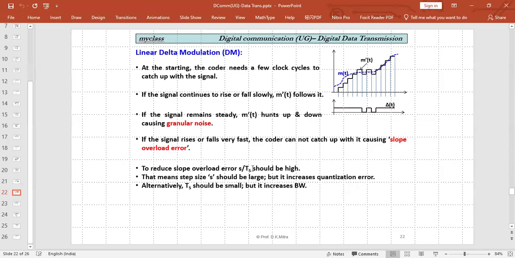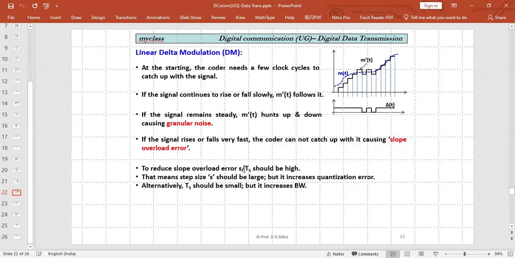If you want to make S by TS higher, then you have two options. Either you make S higher, that means you make the step higher. If you make the step larger, then again you increase the quantization error. Or you could make TS smaller. That means you take samples more frequently.